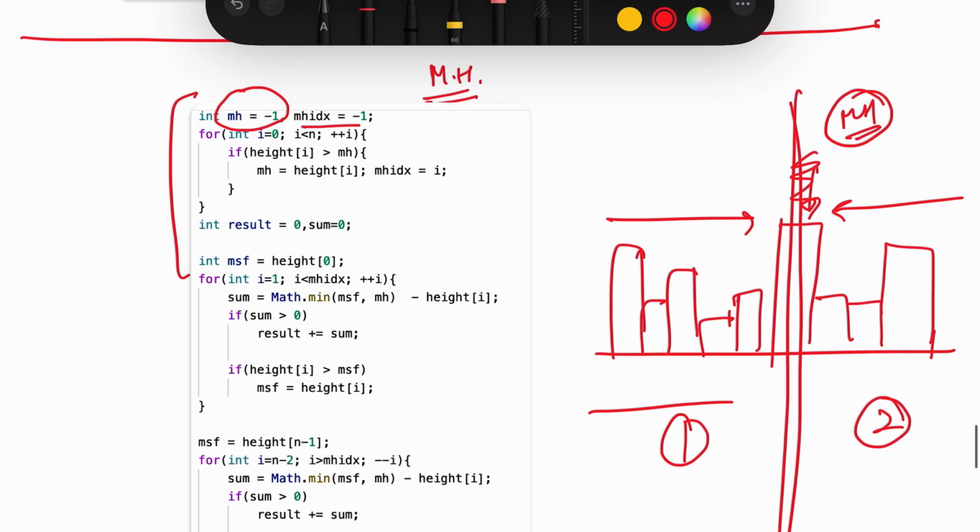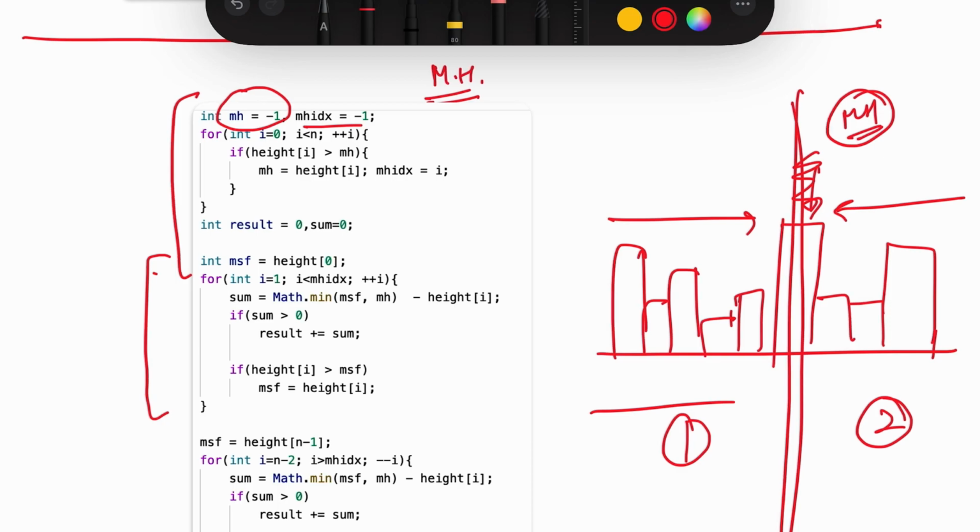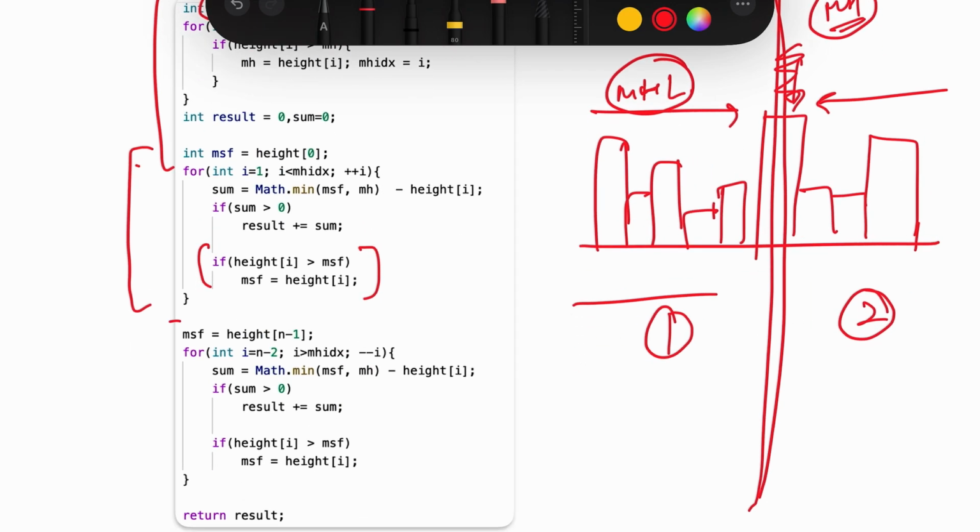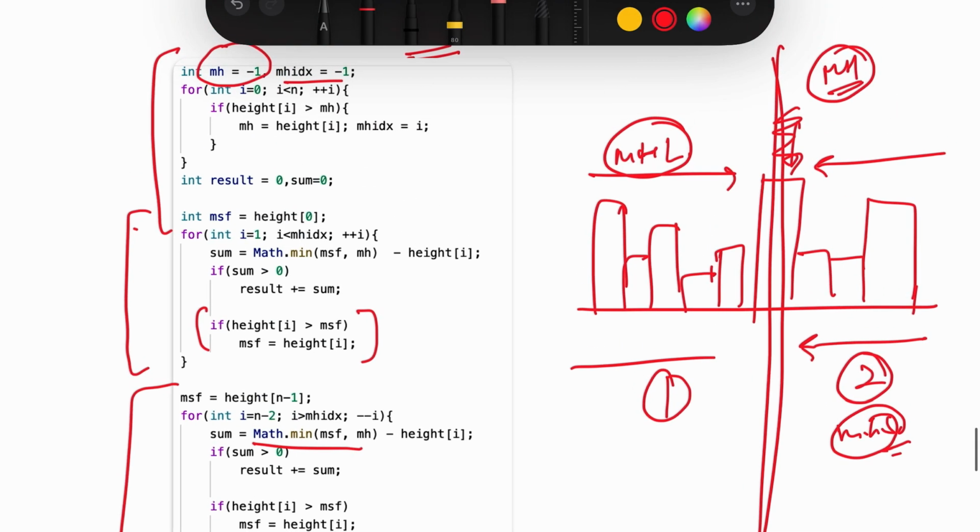So the maximum height we have captured, and now we will be going from left to right. While iterating from left to right, we will keep on capturing the maximum height so far on the left side. And the same thing we are going to do on the right side. From right to left, we'll keep on capturing the maximum height so far in our iteration, and that is going to be the maximum height on the right side. And the maximum height on the left side we already know. So we can easily compute the intersection of those two tall towers on the right and left side.